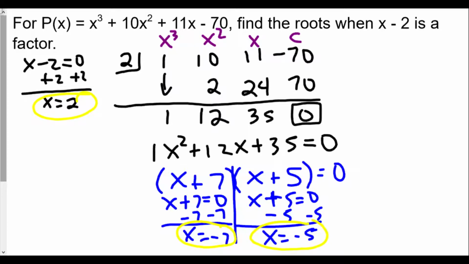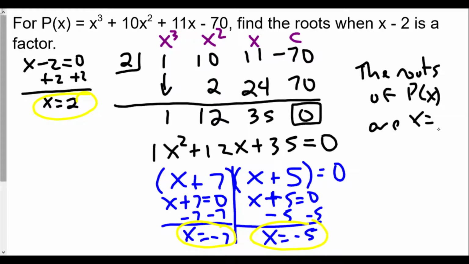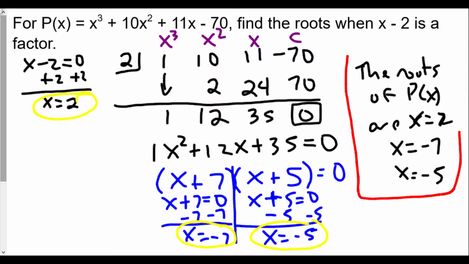So we'll make a statement here on the side. The roots of p of x are x equals 2. Sorry, my handwriting's terrible. x equals negative 7 and x equals negative 5. And you want to kind of box your answer to tell the teacher, hey, this is where my answers are, focus here for your answers, and then of course look at the rest of this work, okay?